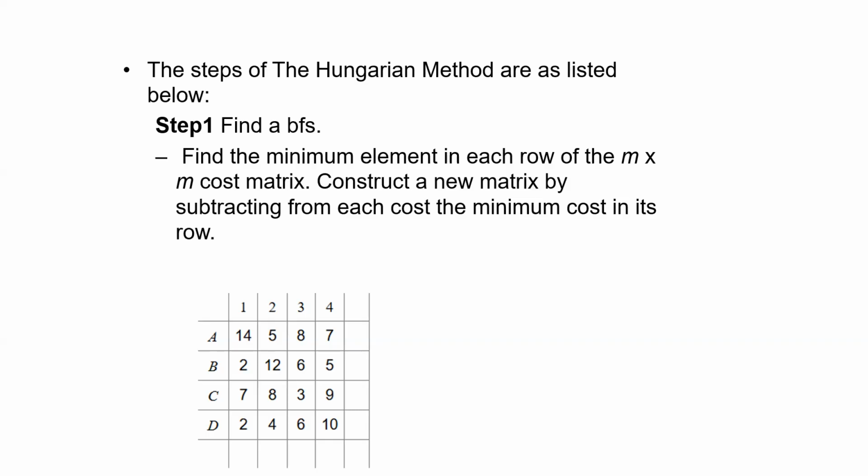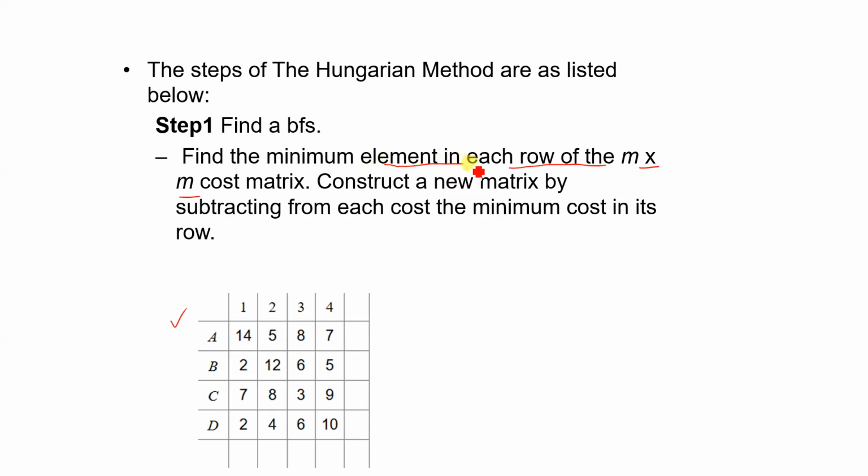Okay, so first step of Hungarian method is to find a basic feasible solution, and this step 1 consists of 2 sub-steps. In first step, we find minimum element in each row of m by m method, that is a square method. This is also important to make sure that our cost matrix is a square matrix. If this is not a square matrix, the system is called unbalanced system, and we have to make it a balanced system by inserting a dummy job or dummy machine or dummy worker or dummy whatever, wherever is needed, we are going to add dummy row or dummy column.